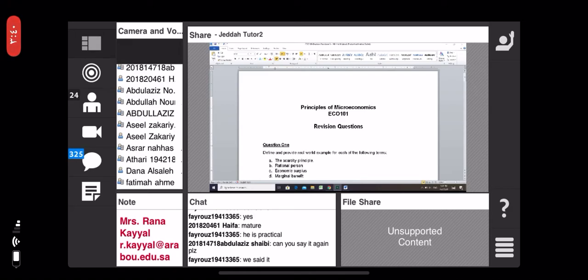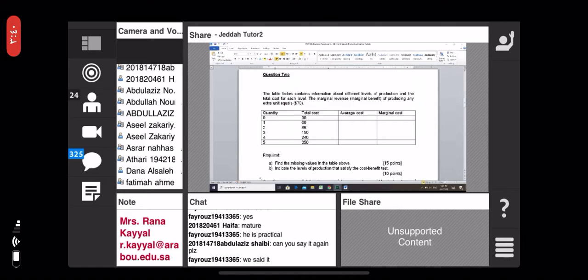Question two. This is repeated, but let's solve it. The table below contains information about different levels of production and the total cost for each level. Marginal revenue, which is the marginal benefit of producing an extra unit, equals 70. A. Find the missing values of the table above. We have to calculate the marginal cost and average cost.